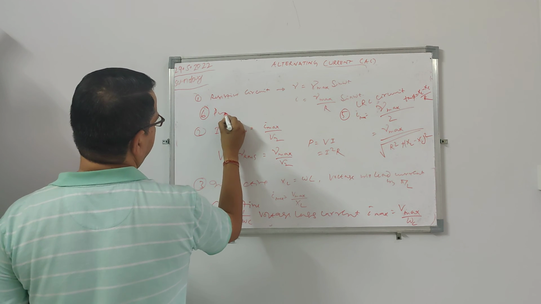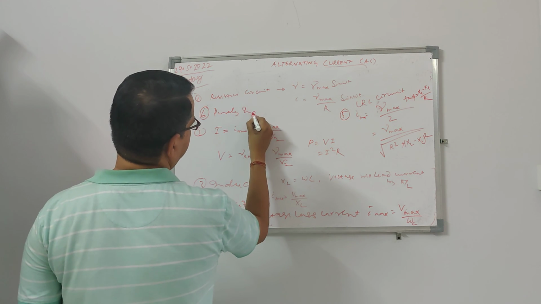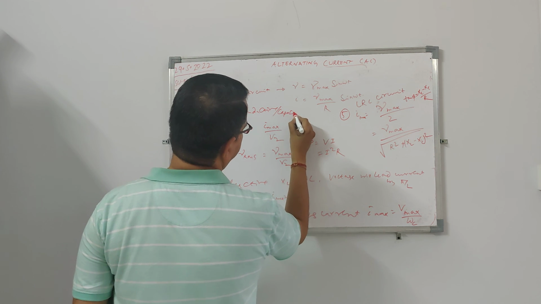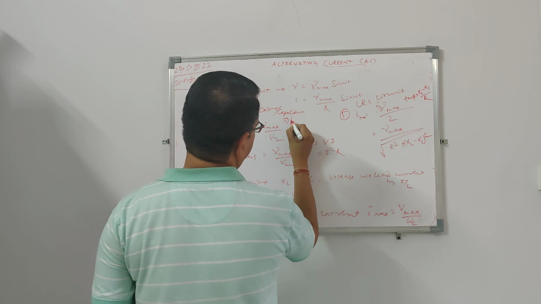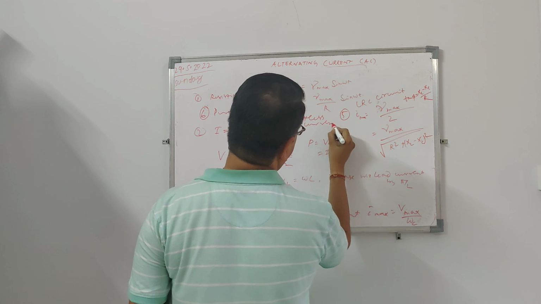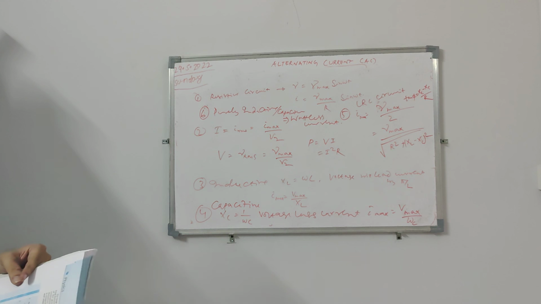So purely inductive or capacitive implies wattless current. The power factor is 0, cos phi is 0. So that is point number 6.